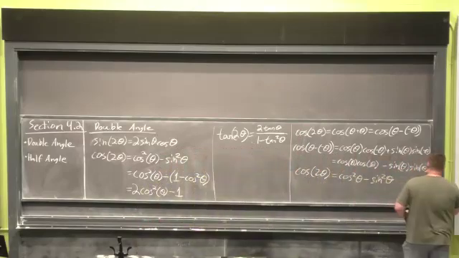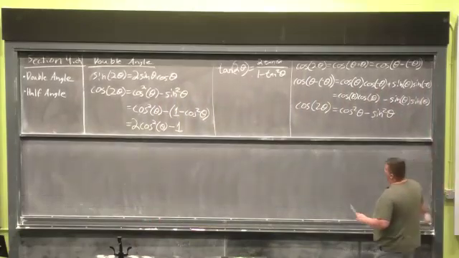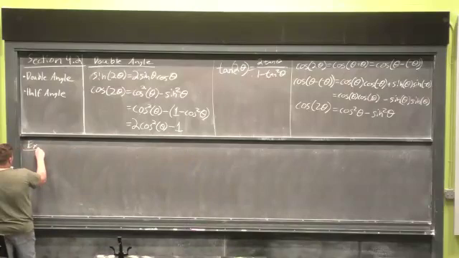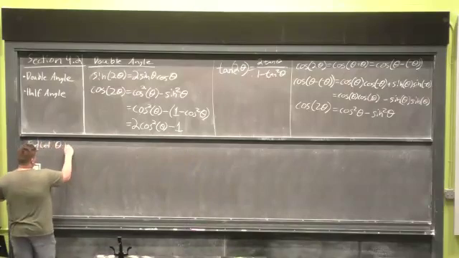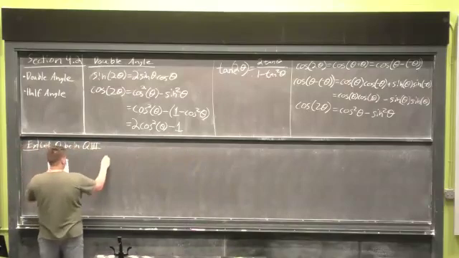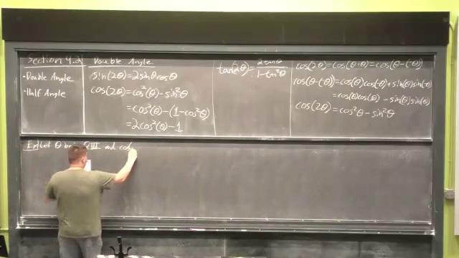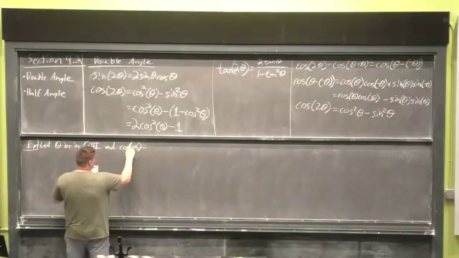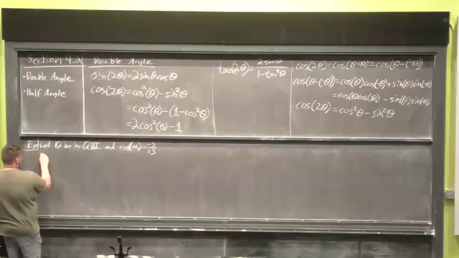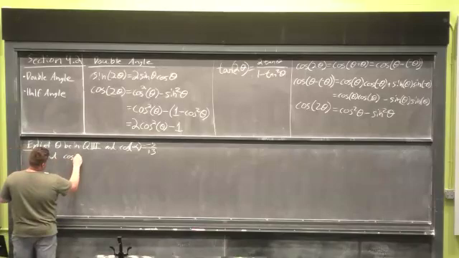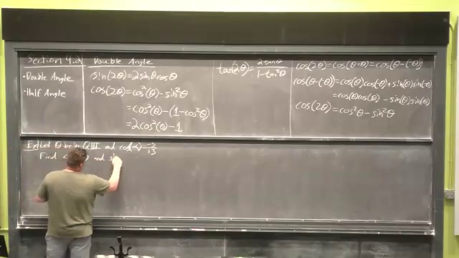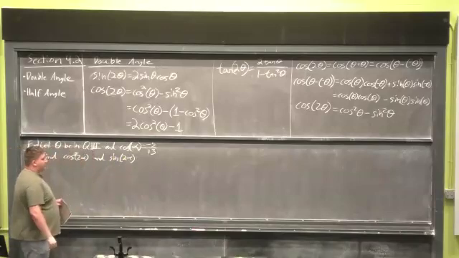So let's see some examples of questions utilizing these formulas. So we're going to let theta be in the third quadrant and cosine of some alpha is equal to -5/13. We want to find cosine of 2 alpha and sine of 2 alpha. That's what we want to do.